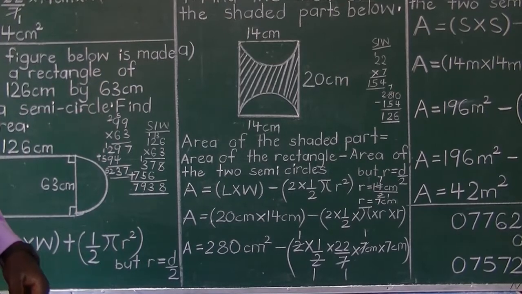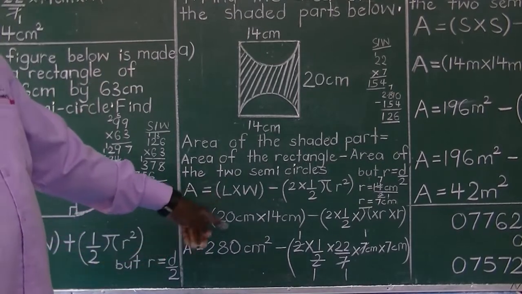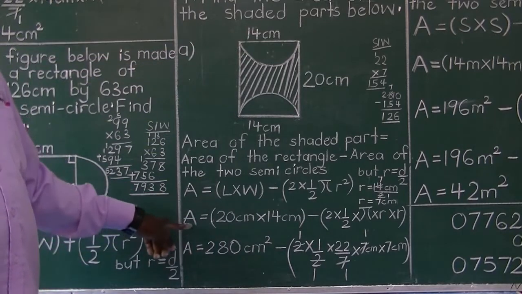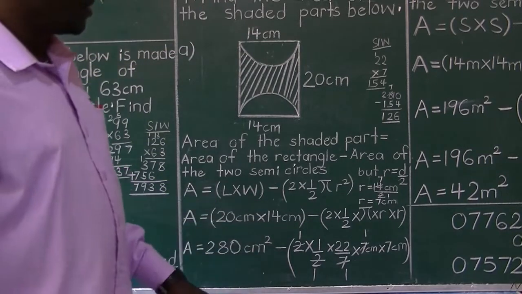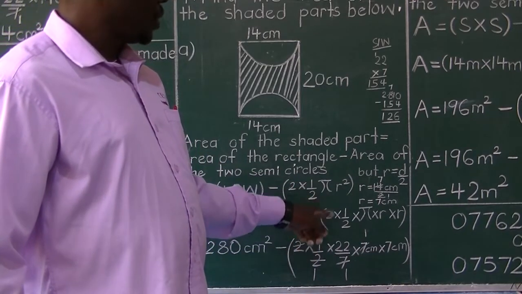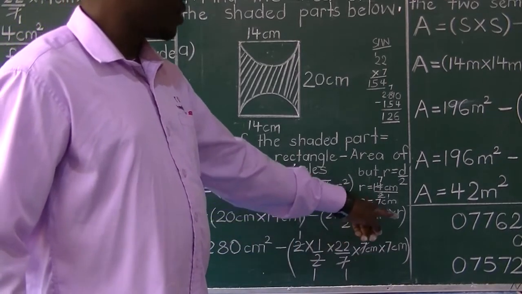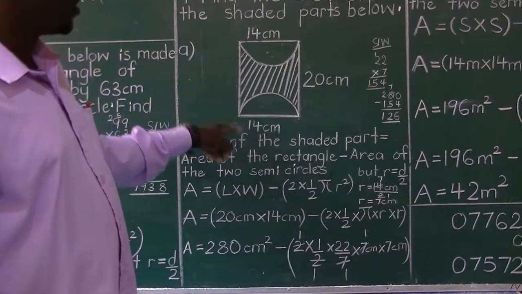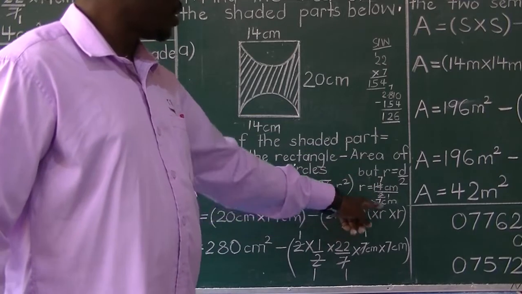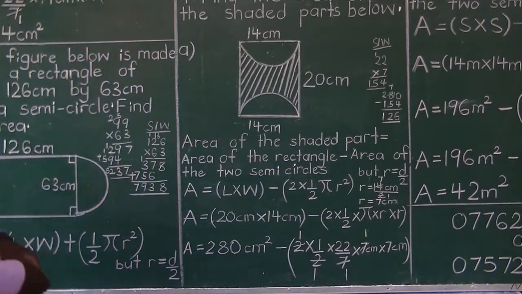And now we go to this substitution. The length is 20 and the width is 14. There are ones here. So area equals 20 centimeters times 14 centimeters. Here you first expand here. Minus 2 times a half times pi times radius. Remember, this is diameter. You say radius equals diameter divided by 2. That's 14 centimeters divided by 2. The radius we have to use is 7 centimeters.